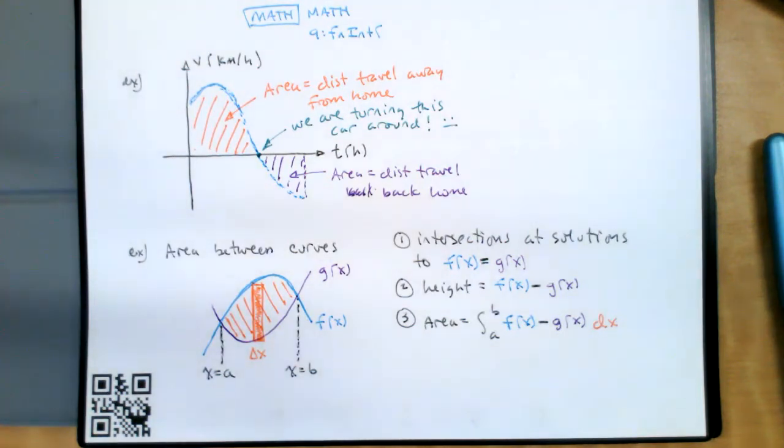5 minus 2 is 3. 2 minus 5 is negative 3. So switching the order in a subtraction problem just changes the sign. So it's not a big deal. Any other questions?